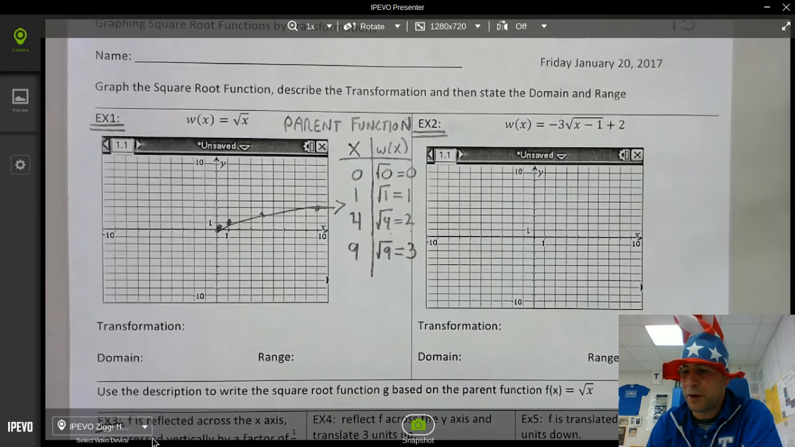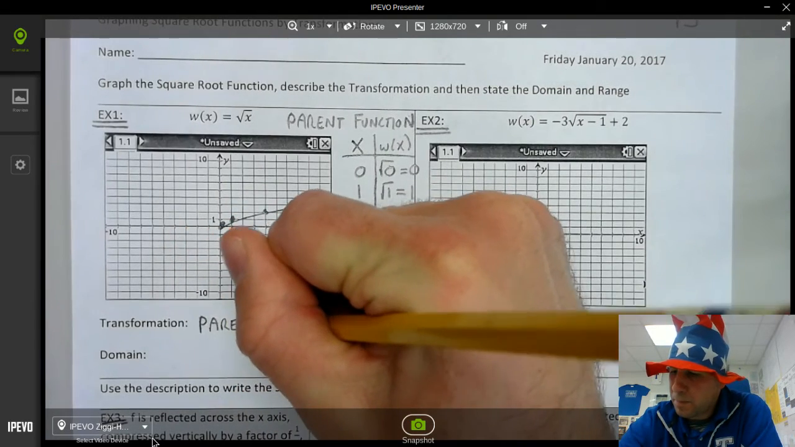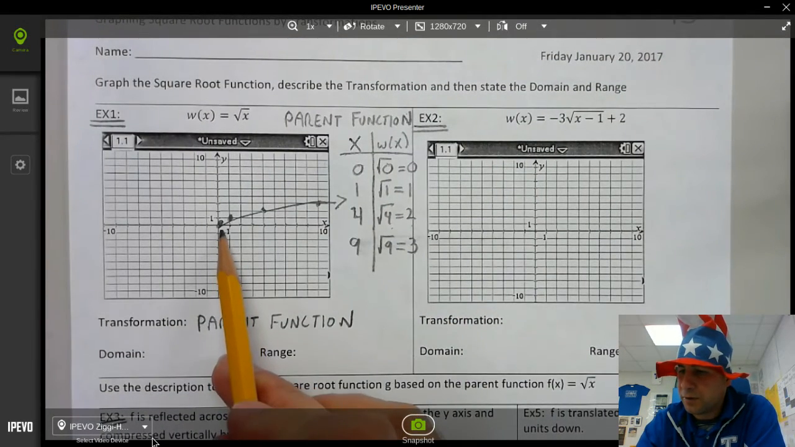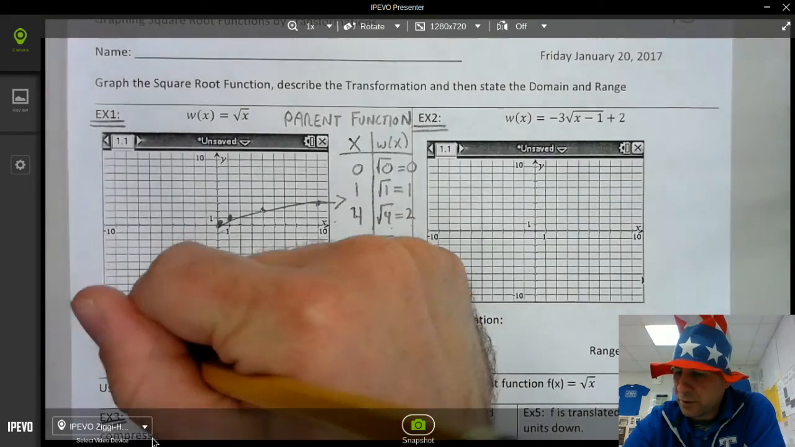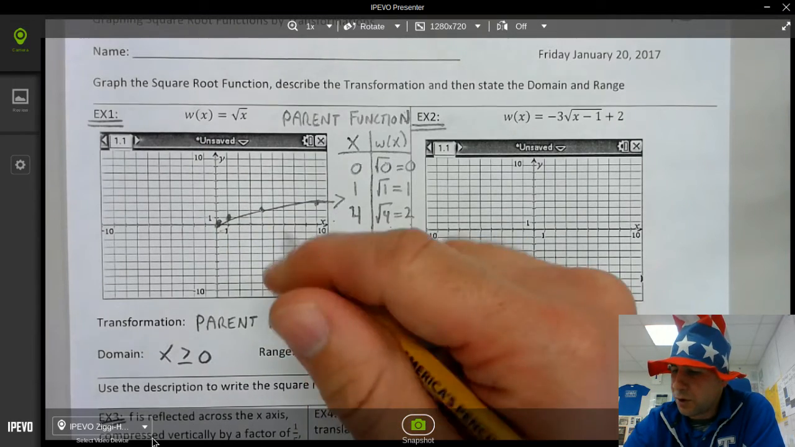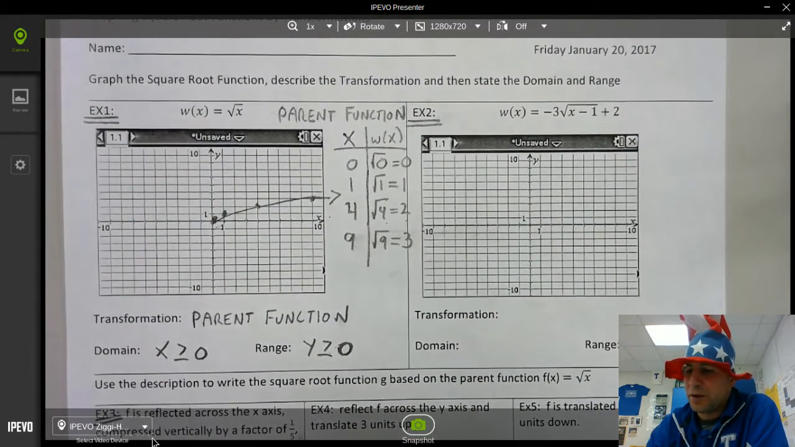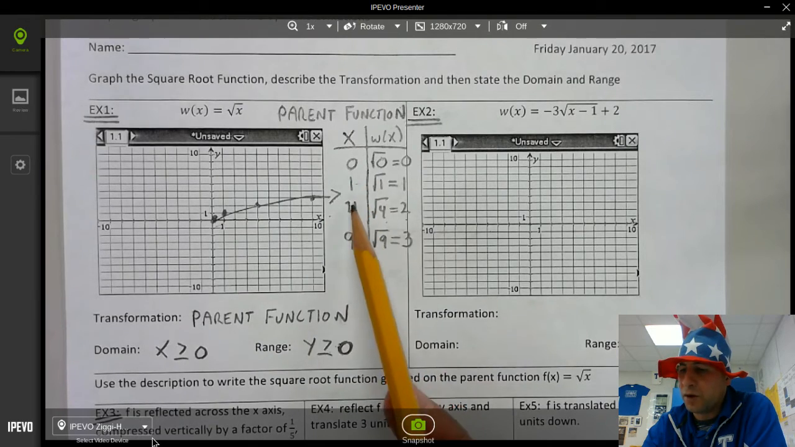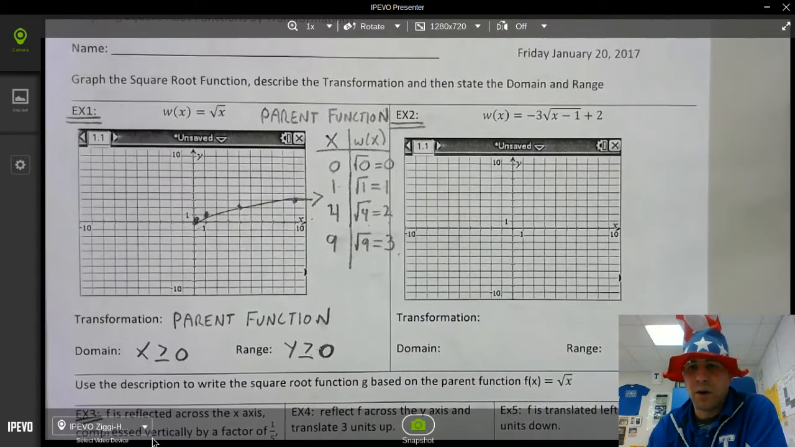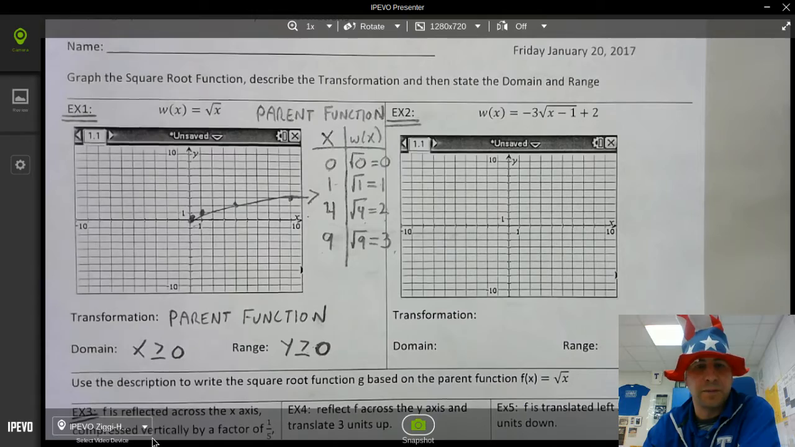There is no transformation because it's the parent function. And the domain, remember, domain is from left to right. So it starts at left, and it's only greater than. So x is greater than or equal to 0. And the range is from bottom to top of the y. So it starts at 0 and it's greater, so then it's y greater than or equal to 0. Now the important part to notice here is that the square root function is always going to have these directions: 1, 1, 4, 2, 9, 3. Okay, so we're going to use this to graph our transformation. All right, so let me wait a second, let you pause and update that.